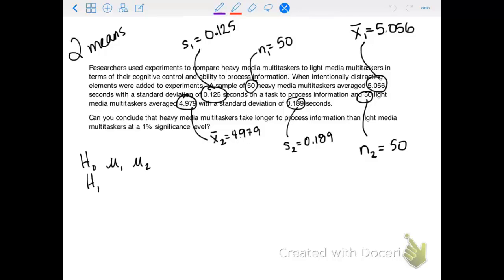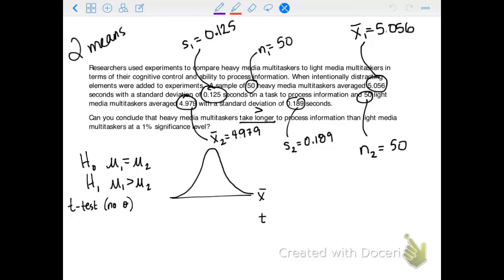We're comparing two means. The null hypothesis is there is no difference, and the alternative hypothesis is there is a difference. It takes longer when you have a heavy media multitasker. So this is a t-test because we're not given a sigma, or the standard deviation, for the populations. Therefore, we're going to set up our t-curve. We're going to do, again, one standard deviation above and below the mean. The mean is 0.